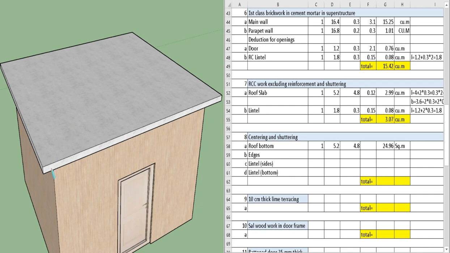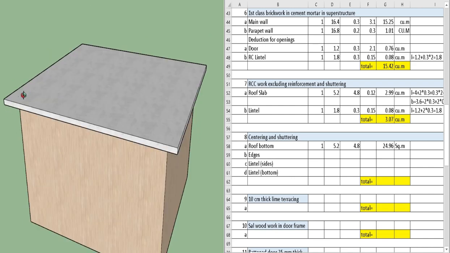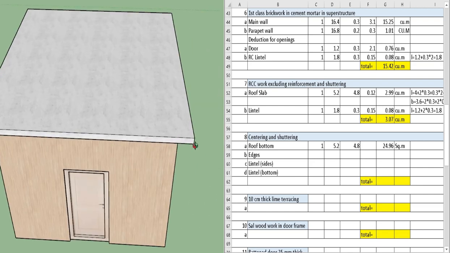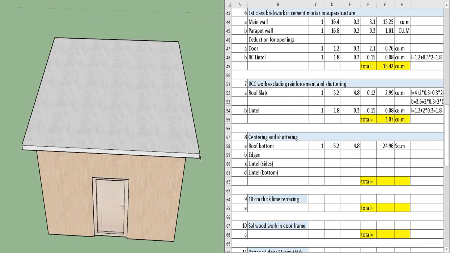Similarly, we have to provide the formwork in all these edges. On this edge, this edge, and this edge, that means all the 4 edges. And we have to provide the height of 0.12, that is the height of the slab. So we have already calculated this length as 5.2 meter and this length as 4.8 meter. So if we add 5.2 plus 4.8 plus 5.2 plus 4.8, then we will get this perimeter, and if we multiply by this height, we will get its total area.